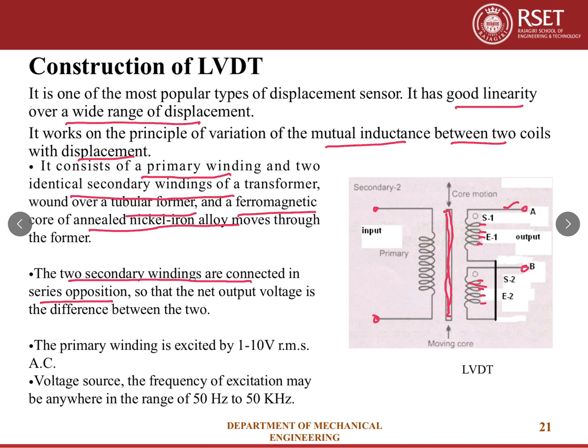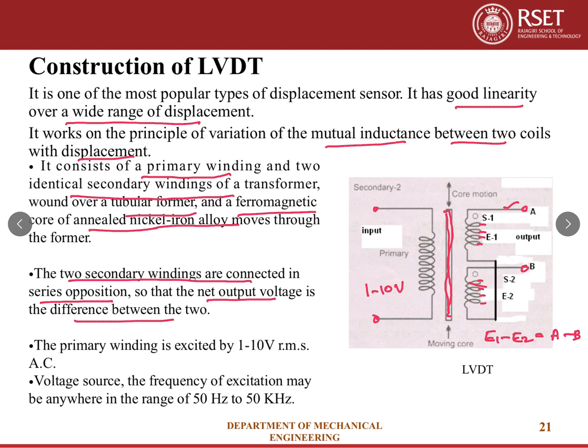When we measure the output across terminals A and B, it will be the difference between the two EMFs, that is E1 minus E2, measured across AB, because they are connected in series opposite. So the net voltage is the difference between the two. The primary excitation given to the primary winding is 1 to 10 volt AC with a frequency of 50 Hz to 50 kilohertz.